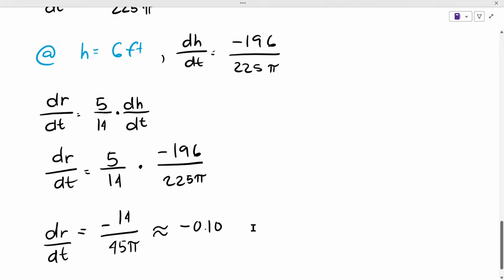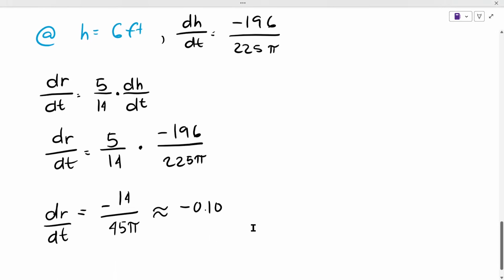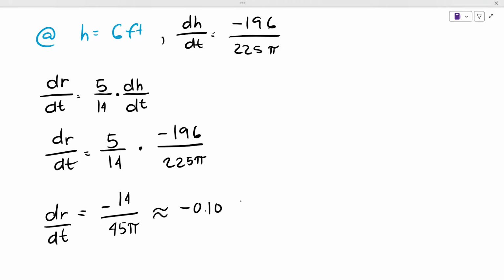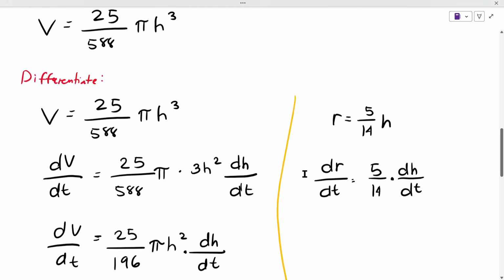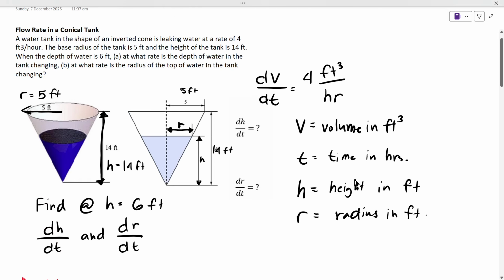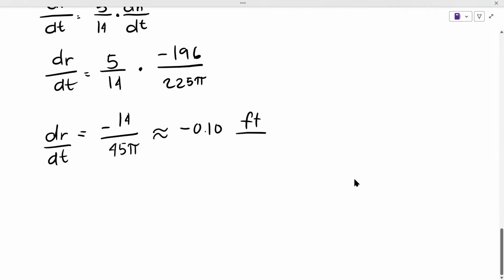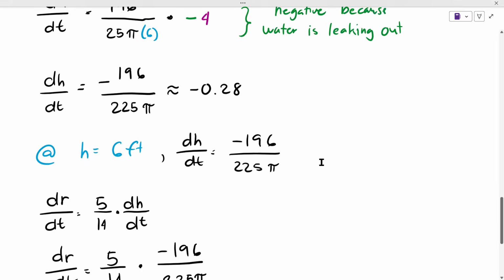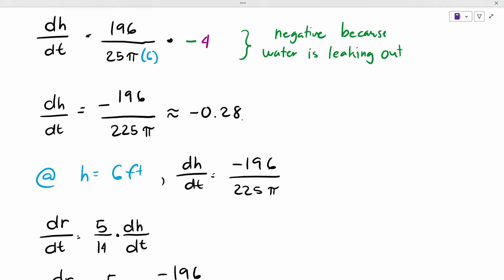By the way, let's include the unit. dr over dt is the change in radius, in feet, over time. What's time? Time here is in hours. So we have feet per hour. This one, dh over dt, is also feet per hour.